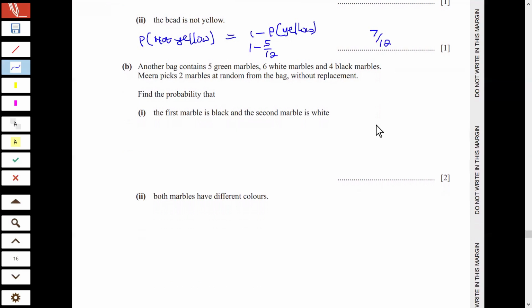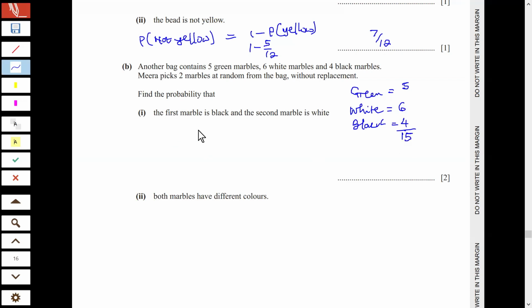So let's see this. For green, the number of green marbles is 5. Also, we have white marbles, 6 white marbles. We have black, 4 black marbles, which gives a total of 15. 6 plus 4 is 10, plus 5 is 15.